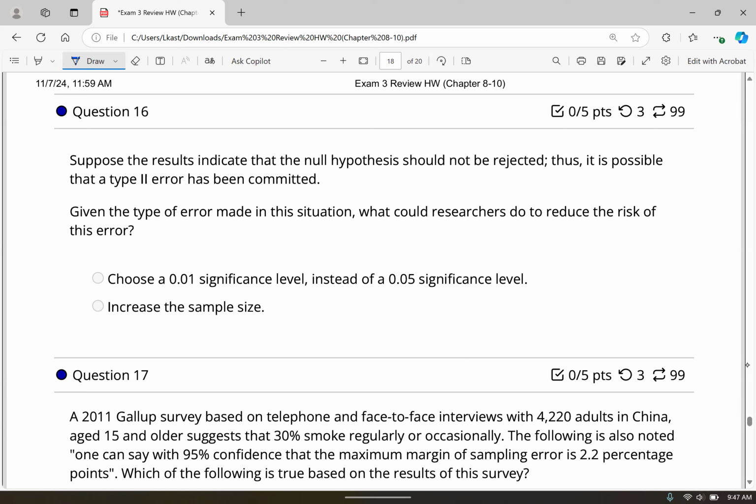What's the only way to reduce a type 2 error? Only one way. What's that? Sample size. The only way to reduce the risk of a type 2 error. And a type 1 error, the probability of a type 1 error is alpha. So you choose that. You choose how willing you are to risk a type 1 error.